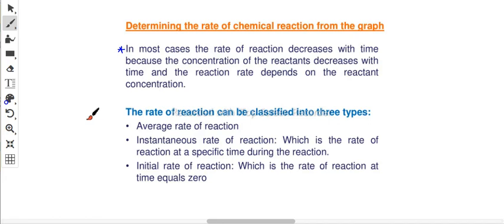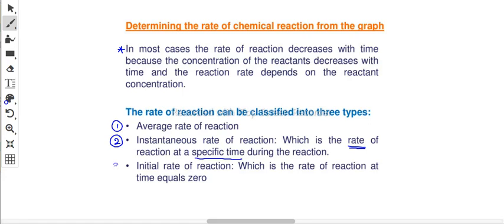So let's start. The rate of reaction can be classified into three types. We have what's called the average rate of reaction. The second is named the instantaneous rate of reaction. When talking about instantaneous, it's the rate of reaction at a specific time during the reaction. So it's not the average. It is the rate at a specific time.